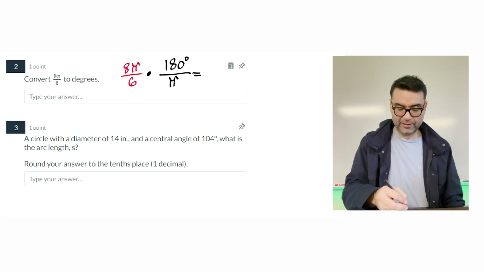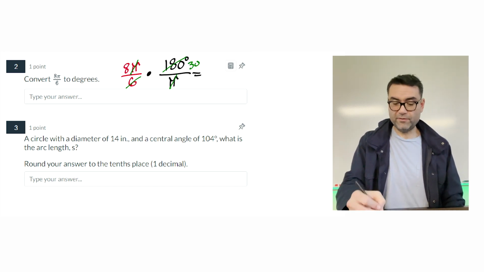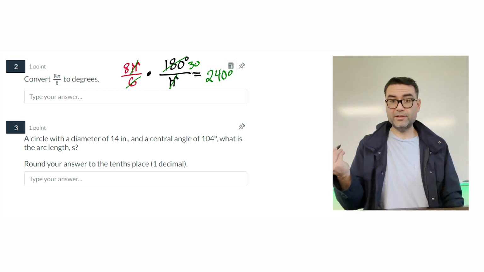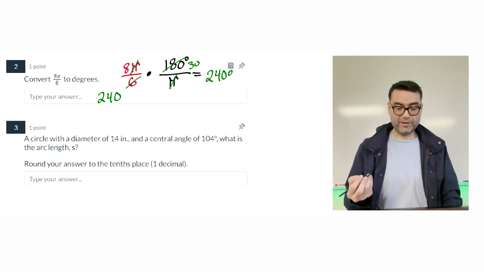And what happens here is the pi factors cancel. 180 divided by 6 is 30. So 30 times 8 is 240. So 240, and the unit stays, so 240 degrees.